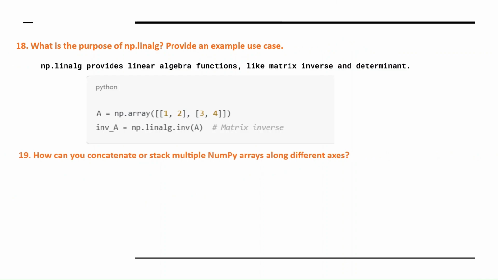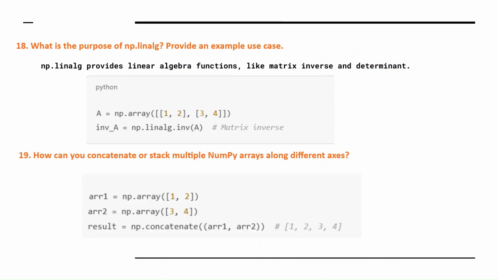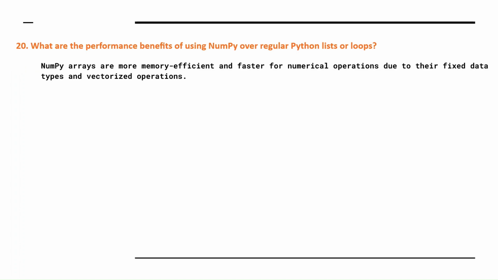How can you concatenate multiple NumPy arrays along a different axis? As shown in the code snippet, we can concatenate two arrays with the concatenate command. What are the performance benefits of using NumPy over regular Python lists? NumPy is more efficient and faster for numerical computation as it has fixed data types and does vectorized operations.